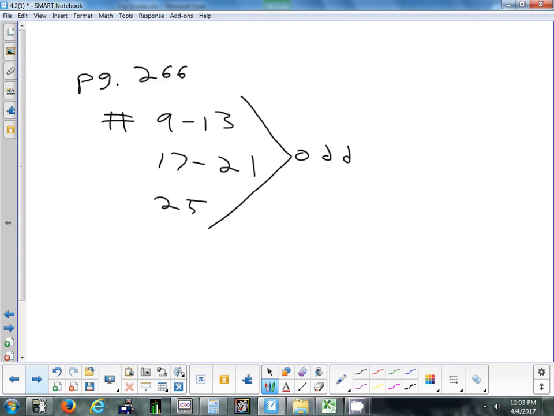Okay, so homework, it's in your book on page 266. It's all odds: 9 to 13, 17 to 21, and 25. Okay, just the odds.